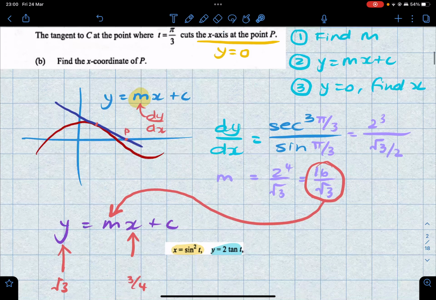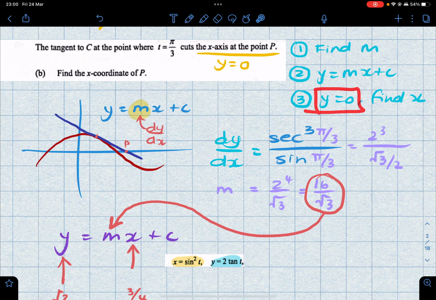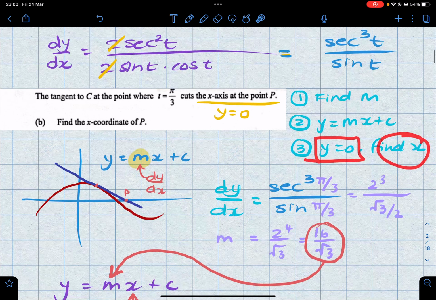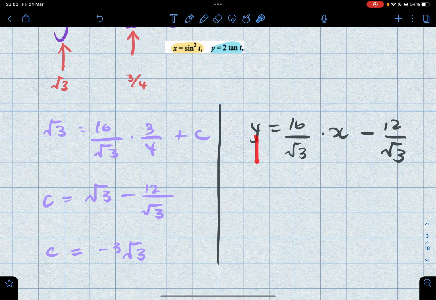So the final step, so that was step 2. The final step, set y equals 0 and find x, because it says cuts the x-axis at point P. This is the x-axis, point P. That means y equals 0. So we replace y with 0. So we have 0 equals 16 over root 3 x minus 12 over root 3.